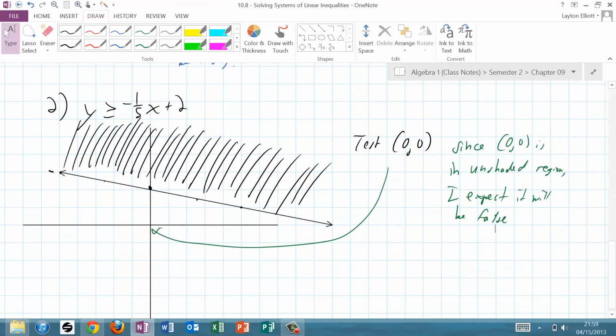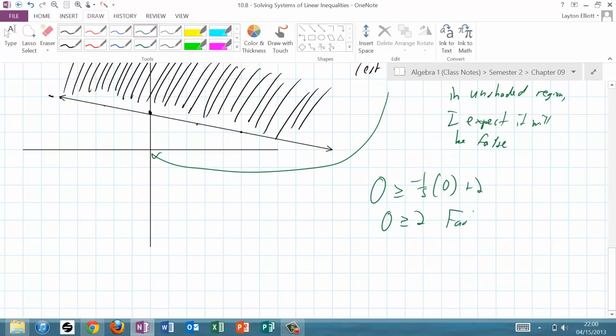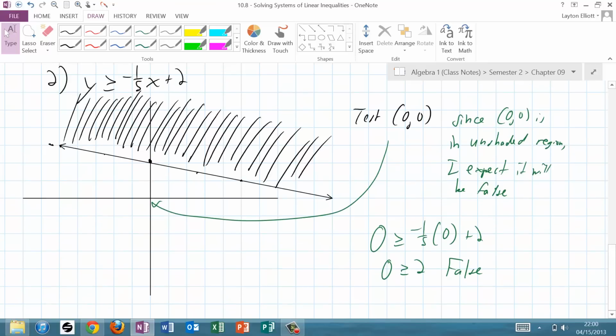I just wanted to give another example of one that won't work. So we go 0 greater than or equal to negative 1/5 times 0 plus 2. Or 0 is greater than 2. And that is actually a false statement. But I expect it to be false. So that works. 0, 0 should be false. And thus it passed my test.